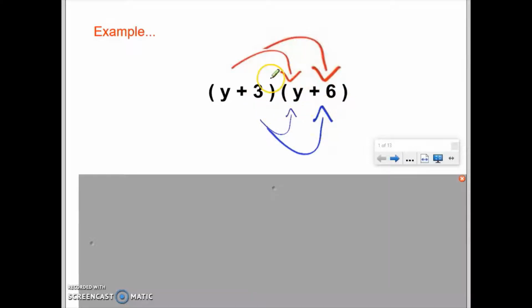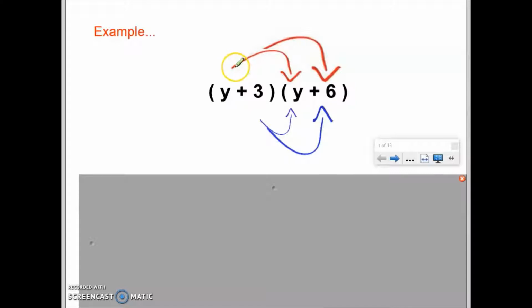So what we're actually being asked to do here is multiply all the terms in this bracket by all the terms in this bracket. You can see I've already added 4 arrows, 2 red and 2 blue. These 4 arrows show me the 4 multiplications I'm going to do to expand the brackets and end up with an expression.